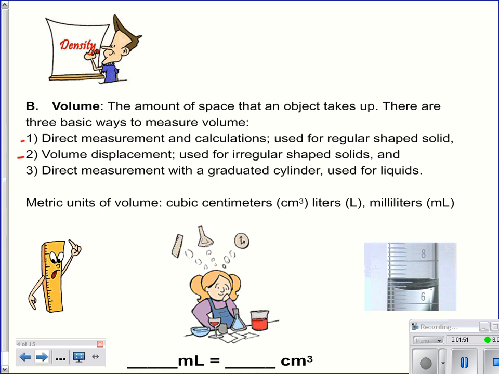I'm not going to go into that. It's part of your lab, and I think you guys have done that probably at some point in the past. And then another way would be through direct measurement if it's a liquid, and you would use a graduated cylinder for that. So some examples of units of volume that we would expect to see would be things like cubic centimeters, liters, milliliters. All of those are good examples of volume. And then, of course, yesterday we learned this unit conversion that we are still expected to memorize, and that's 1 milliliter is exactly the same thing as a cubic centimeter.